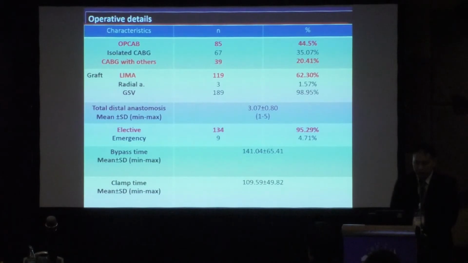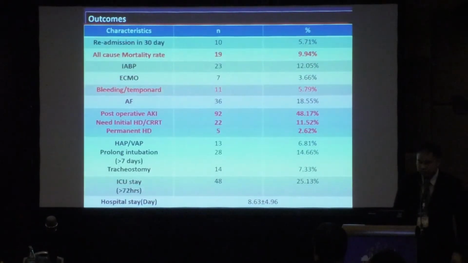Nearly 50% underwent off-pump CABG. 6% used LIMA graft with saphenous vein graft. All-cause mortality rate in 30 days was 9.9%. About 15% needed mechanical circulatory support. Nearly 6% needed re-sternotomy due to bleeding or tamponade.